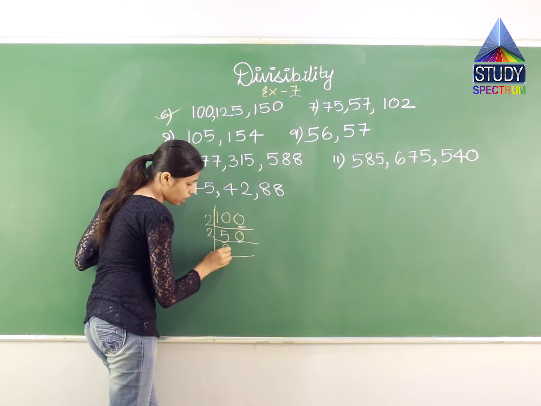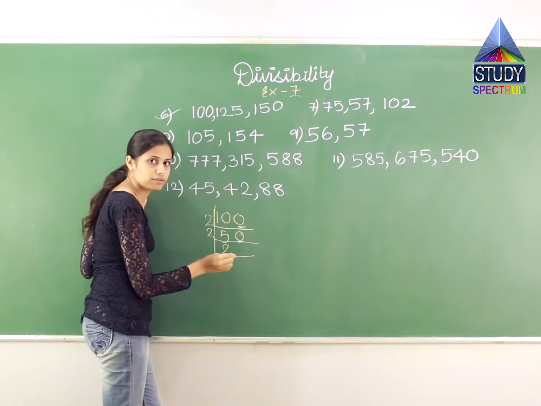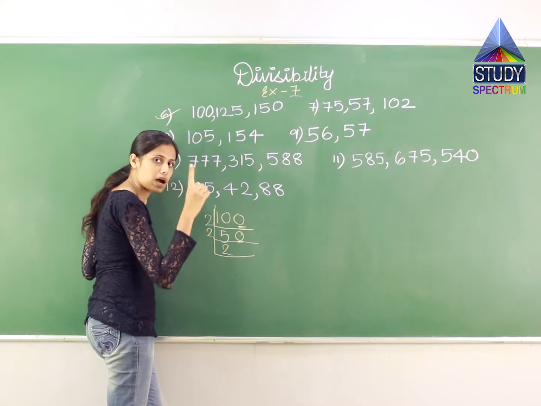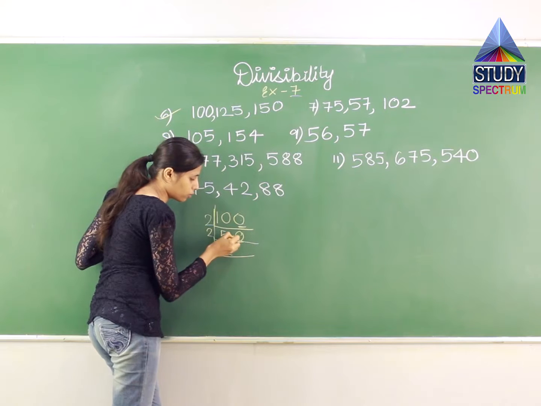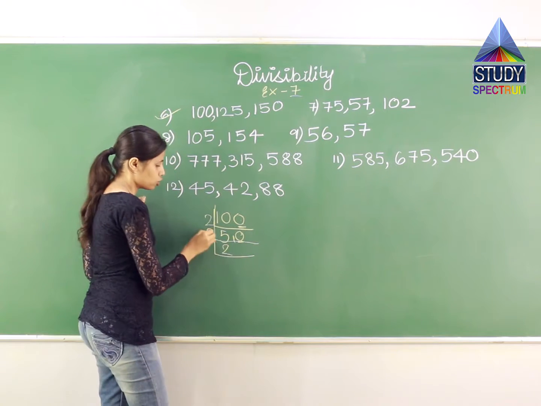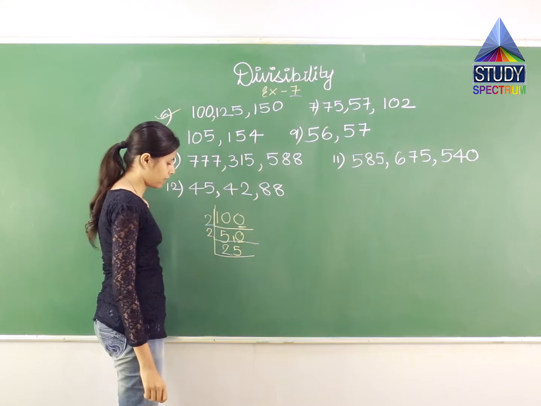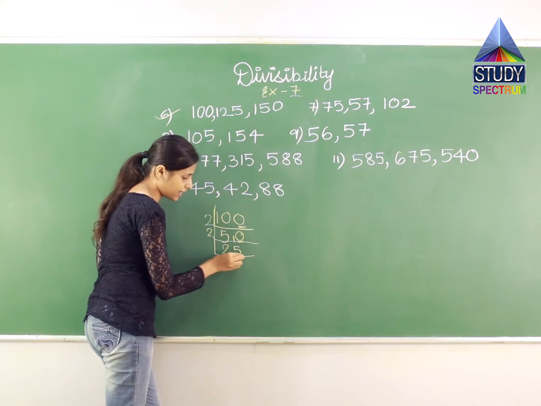So 2 2s are 4. But over here I have 5. 2 2s are 4, and over here I have 5. So 5 minus 4 gives me how much? 1. That I'll put over here. So I get 10. 2 5s are 10. Now I get 25. 25 has 5 at the end.